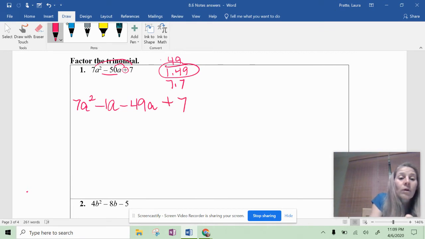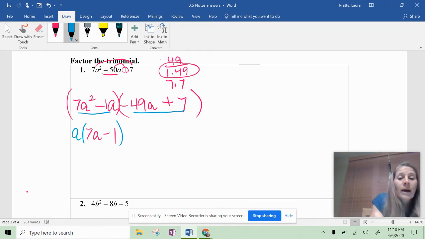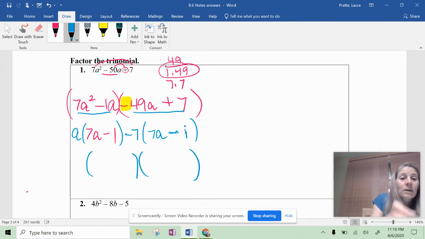So now we want to do our GCFs. So the GCF of these first two here is just going to be a, and we're left with 7a minus 1. On these two, we can divide them both by 7, and we have to take out a negative because there's one right there, so negative 7. And then negative divided by negative gives me positive 7a, and then positive divided by negative is a negative 1. And that's great because now we have our two factors. 7a minus 1, we got that twice.